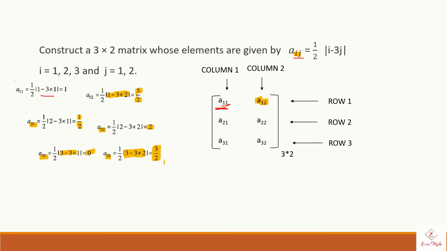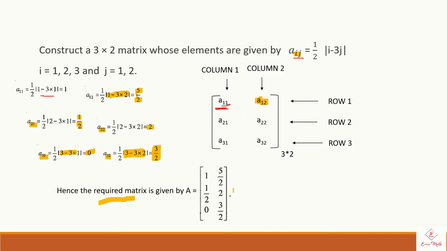So we have found all these elements. Now the required matrix is given by A is equal to, substituting all the elements in their positions. For A11, first row first column, 1, 5 by 2. Similarly, second row first column 1 by 2, and second row second column it is 2. Third row first column it is 0, and the final element of third row and second column is 3 by 2. So this is our required matrix. Pause the video to note this down.